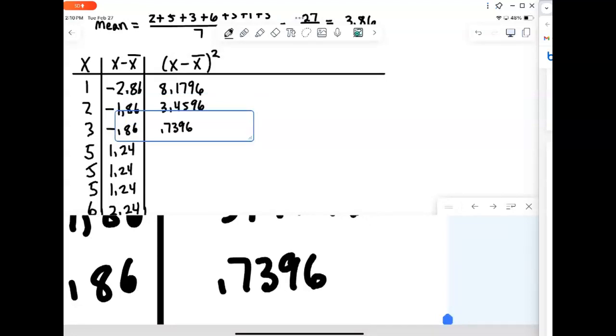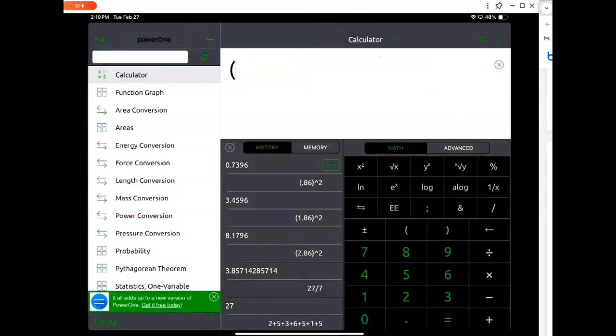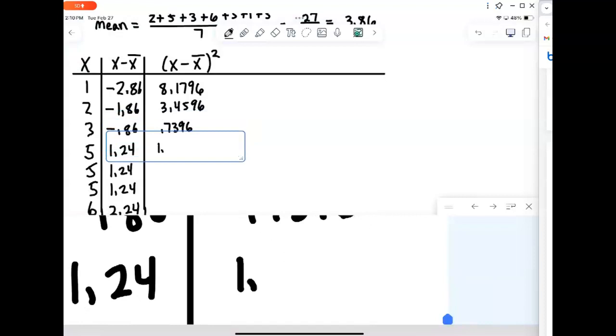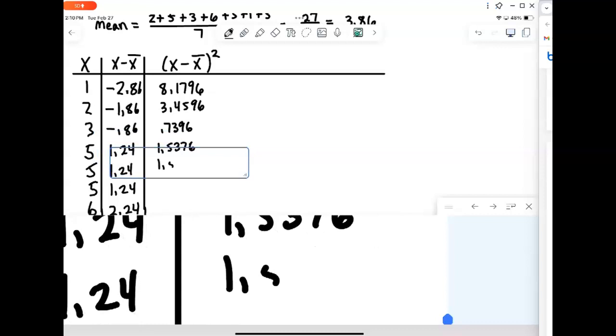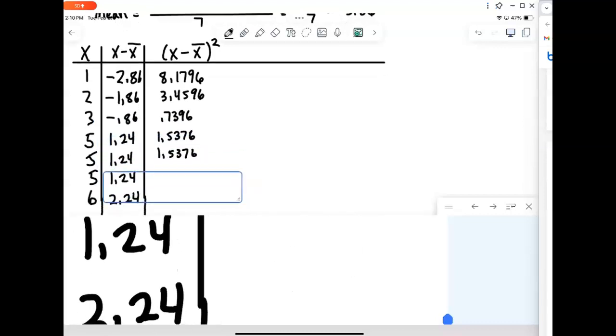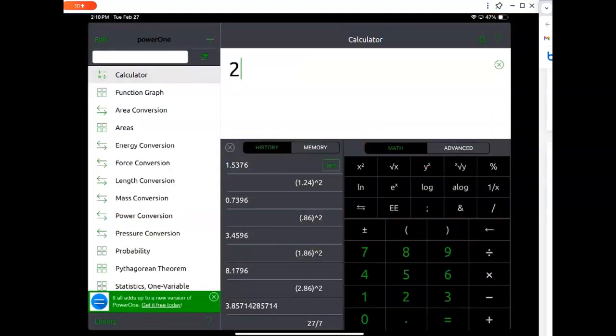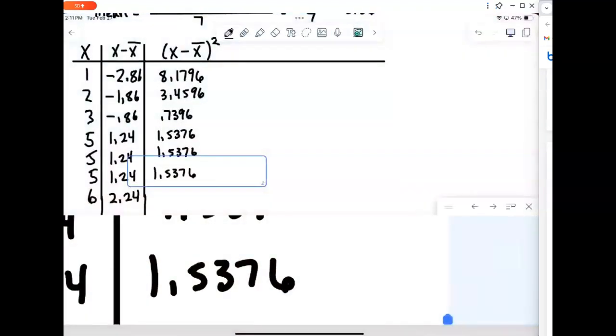And then we have the 1.24s. 1.24 squared is 1.5376, and then another 1.5376, and then another 1.5376. And then finally our 2.24 squared, which is 5.0176.